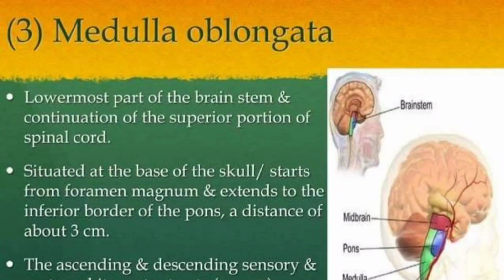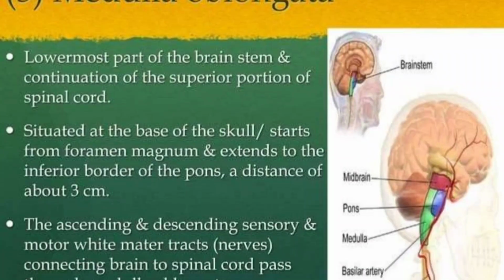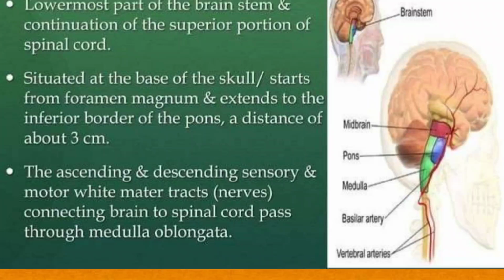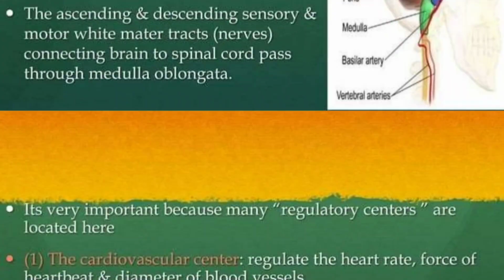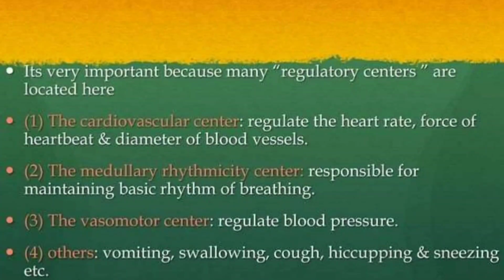Medulla oblongata: the lowermost part of the brainstem and continuation of the superior portion of the spinal cord, situated at the base of the skull. It starts from the foramen magnum and extends to the inferior border of the pons, a distance of about 3 cm. The ascending and descending sensory and motor white matter tracts connecting the brain to the spinal cord pass through the medulla oblongata. It's very important because many regulatory centers are located here.